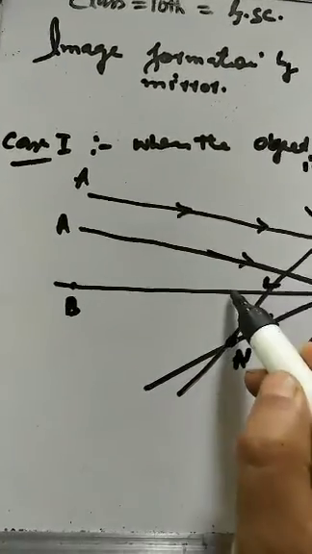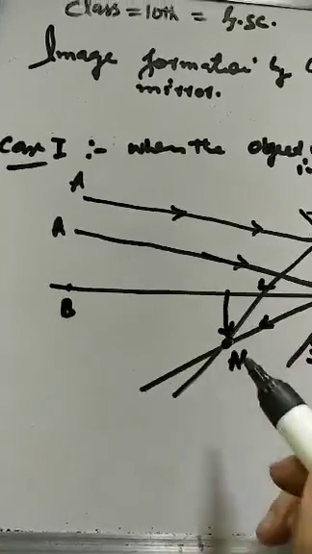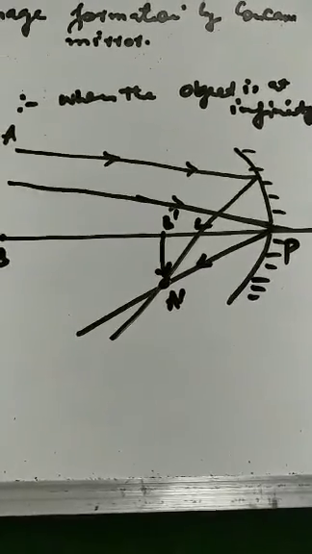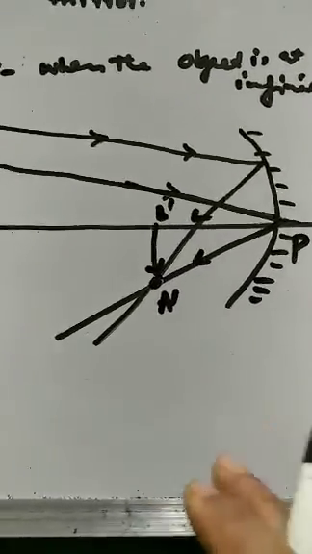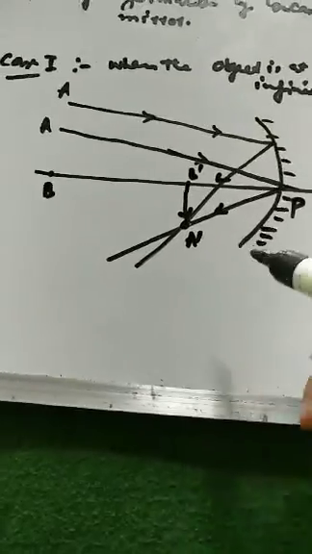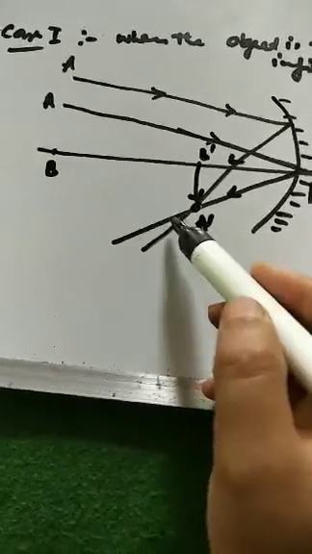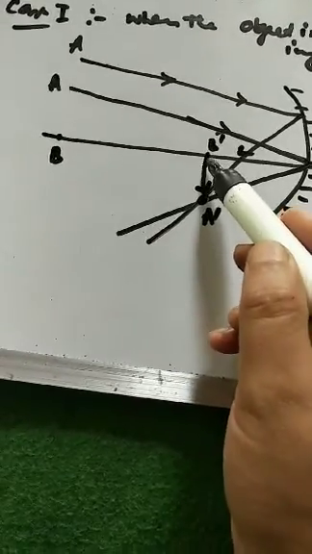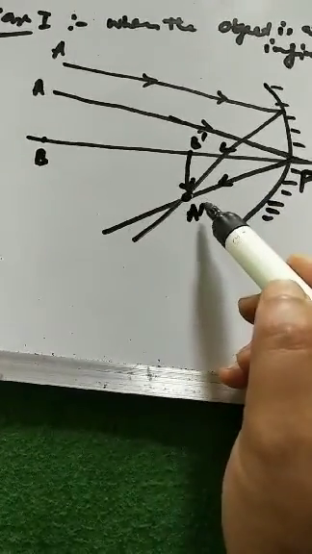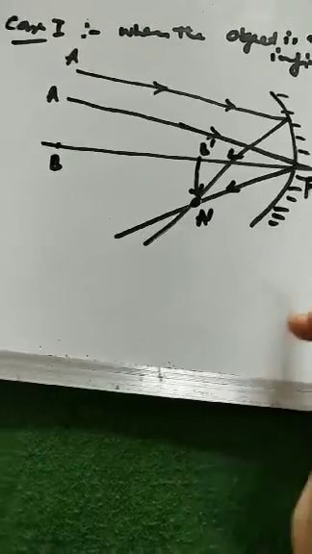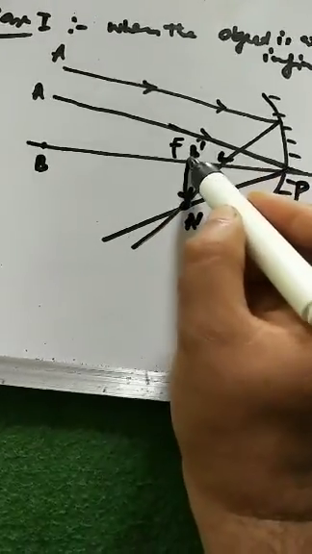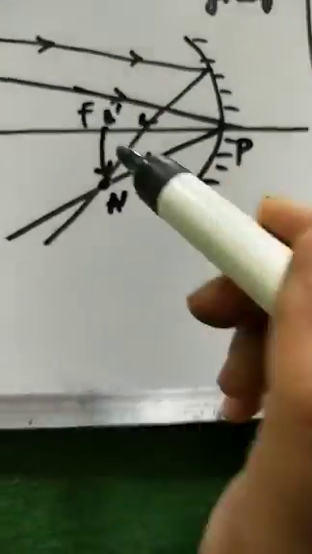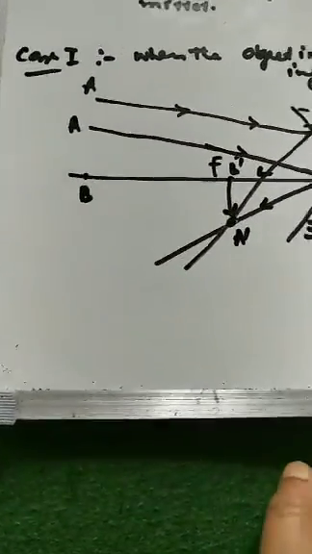That point will be the mirror image of A, so A dash. Here we draw the perpendicular like this, A dash B dash. Here real intersection of reflected rays takes place, so obviously this is a real image. A real image is always inverted, so it is inverted. What is the position of the image? It will be formed at focus. B dash is at F, the focus.